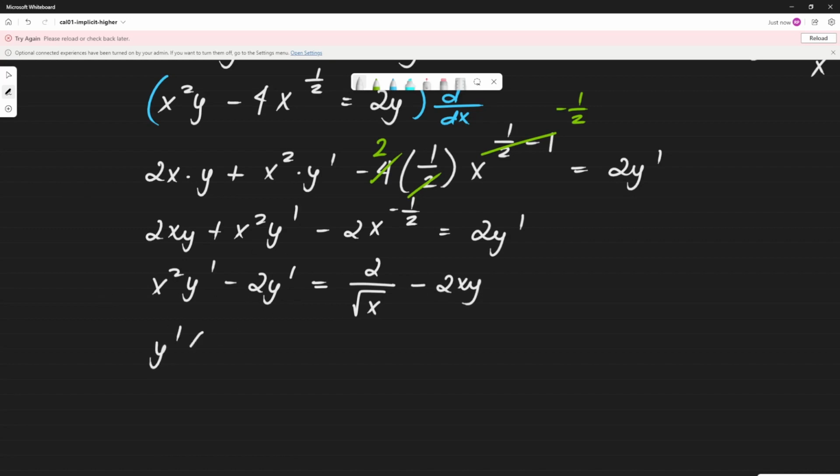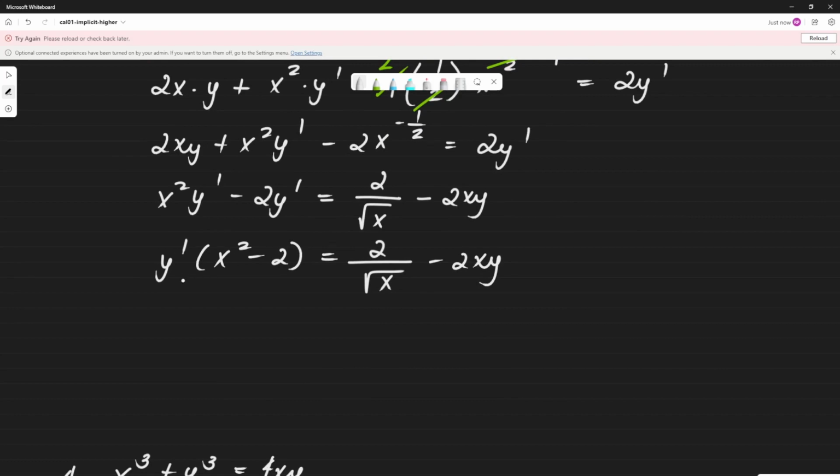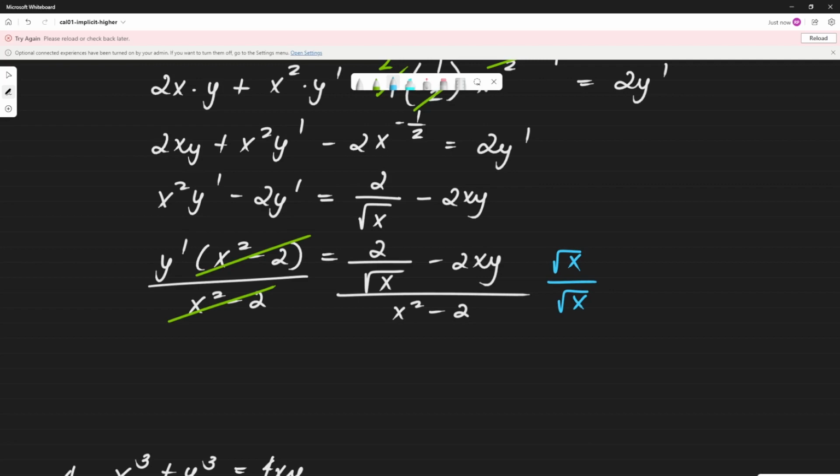Okay, then factor out ko si y prime. So we'll have y prime times x squared minus 2 is equal to 2 over square root of x minus 2xy. Okay, then divide natin both sides by x squared minus 2. Pati ito, no? So x squared minus 2. So cancel. Then ito, para mawala yung square root of x sa denominator, no? Para maging hindi masyado complicated tignan yung ating function, pwede ako mag-multiply ng square root of x over square root of x, to both the numerator and the denominator.